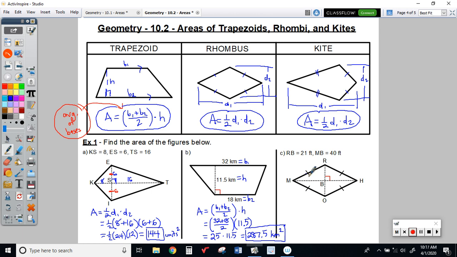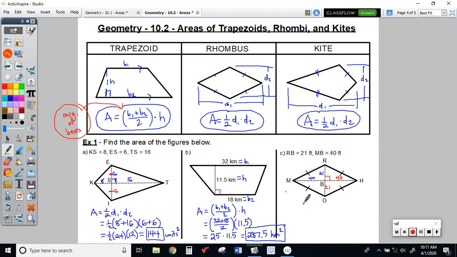And then finally on part C, for example 1 here, you've got that RB is 21, MB is 40. For a rhombus, anytime you have a rhombus, the diagonals bisect each other. Both diagonals bisect one another. So this would also be 40. Let me try to make that look a little prettier there. That's a bad looking 4. There we go, 40. And this is 21 there.